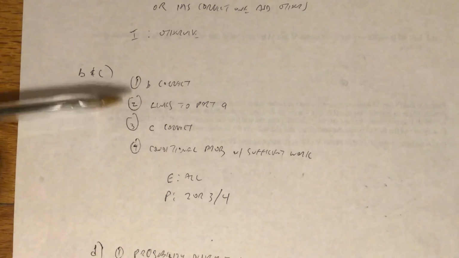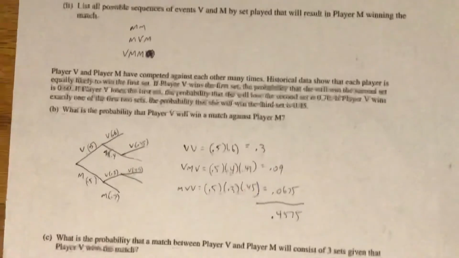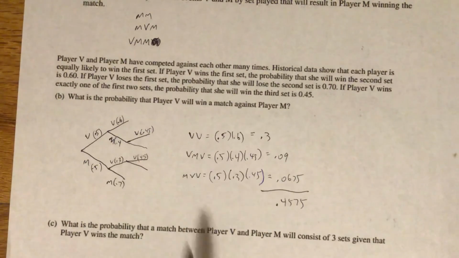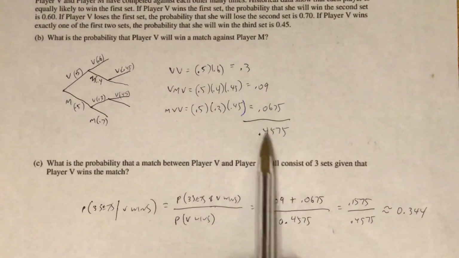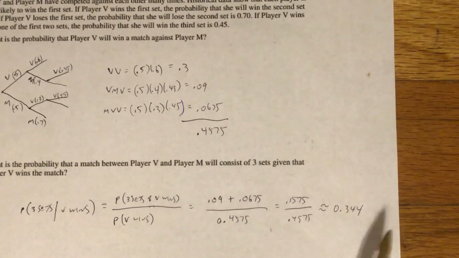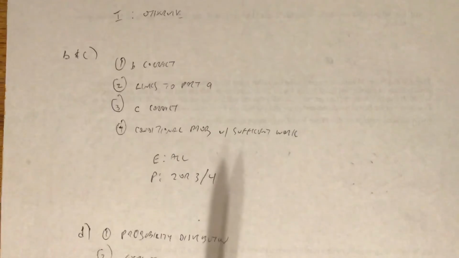Part B is linked to part A, so you need to somehow use the information from part A to get that answer. And then the last one is that conditional probability, with sufficient work, all right? So there's lots of different sections here, but basically they're looking for this number and this number being correct. These haven't been linked from A, and the work that goes along with getting this.